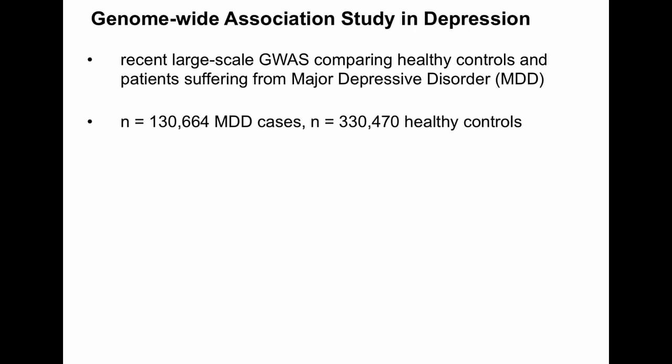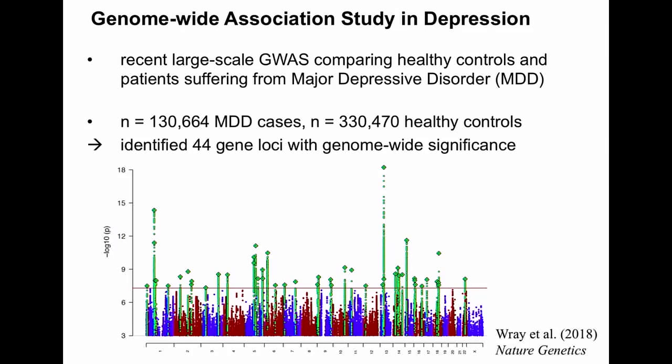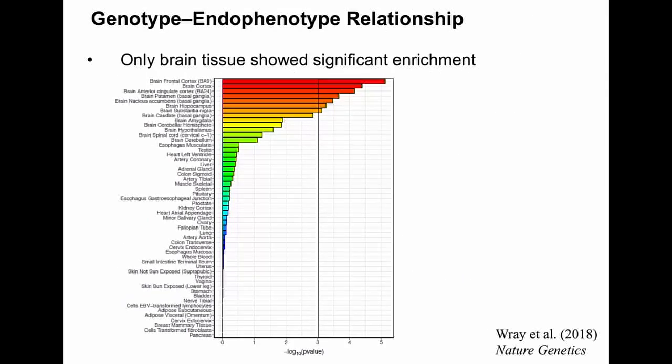The first thing that you have to know is that recently there was a large genome-wide association study conducted in 130,000 depressive people and 330,000 healthy controls. It's just been published a couple of weeks ago in Nature Genetics. What was found there is that we identified 44 gene loci with significance on the genome-wide level. The interesting thing is that of all the gene expression that you see here, only brain tissue showed significant enrichment.